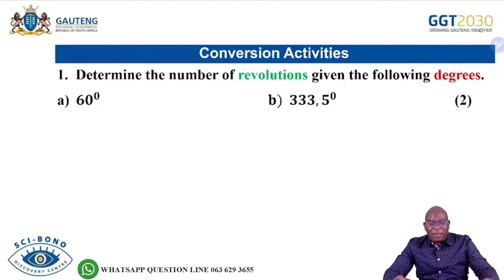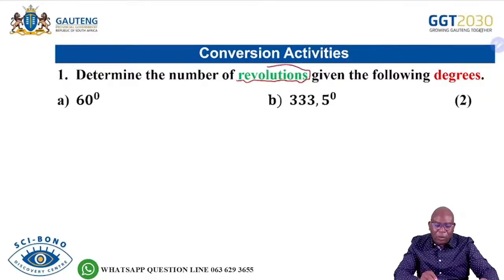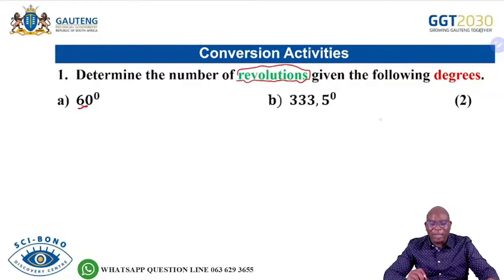The first activity says determine the number of revolutions. So you can see now we're talking about the revolutions. What is given there is degrees. So I'm given degrees, then I must change them to revolutions. As I said, one revolution is 360 degrees. So I'm having 60 degrees, but I want to change them to revolutions.